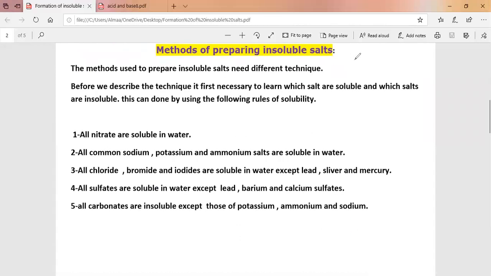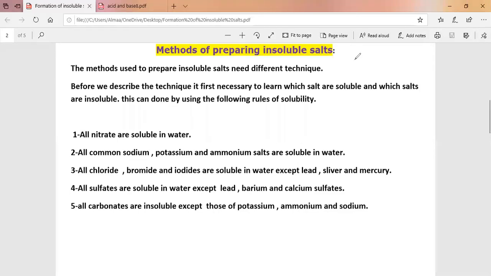We know that all nitrates are soluble in water. All common salts like sodium, potassium, and ammonium salts are soluble in water. All chlorides, bromides, and iodides are soluble in water except lead, mercury, and silver, which do not dissolve in water. All sulfates are soluble in water except lead, barium, and calcium sulfates.